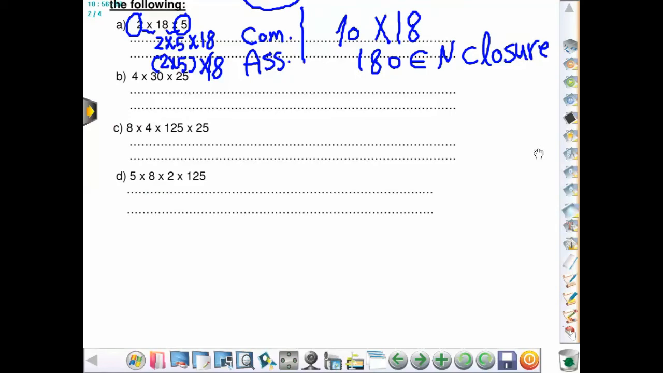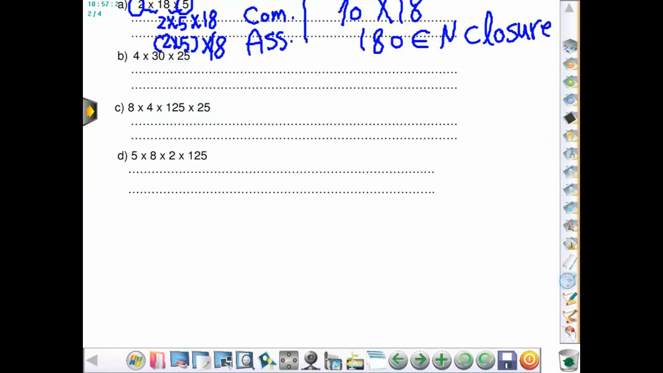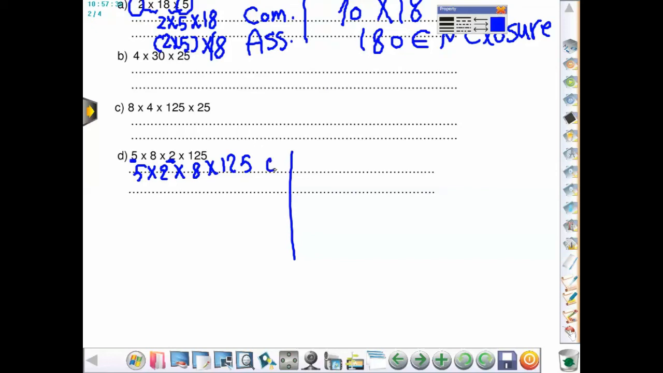First step, as we said, we have to look at the operations. All operations here are multiply. I have to make the commutative. How can I do it? Look or search for the couple friends. Here we have 5. Is 8 a friend of 5? No, its friend is 2. So I have to drag 2 beside 5, then write the rest: 8 multiply 125. What I did now is commutative. Don't forget to state the name of the property.